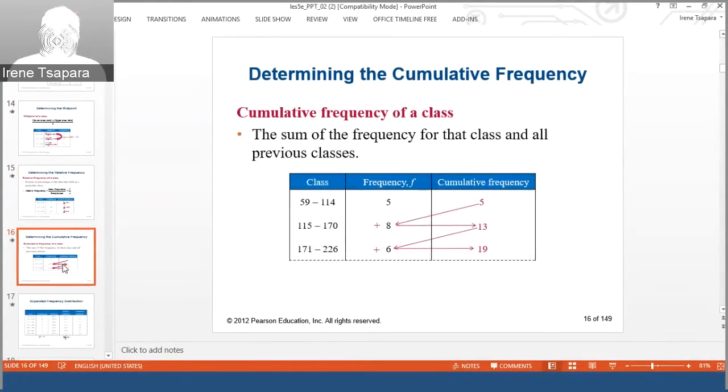Cumulative frequency. Cumulative frequency is nothing else than the frequency of a class along with the frequencies of all the previous classes. Important? Well, the relative cumulative frequency, let's look at this closer. Here I have 3 classes. In this third class, the cumulative frequency is 19. Now, if I consider the relative cumulative frequency for that one, it's going to be 19 over 30. That is something like 60%.